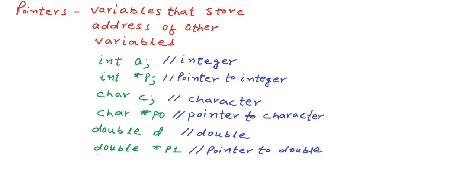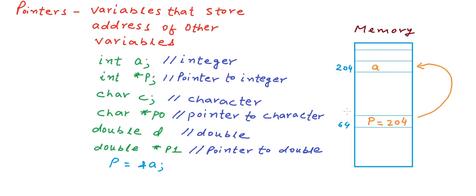And to get the address of a variable, we write a statement like p is equal to ampersand a. Now this ampersand works as an operator that gives us the address of a. And what happens in the memory is something like this. The variable p stores the address of variable a. So in this figure, p's value is 204, which is the address of a. So p points to a.